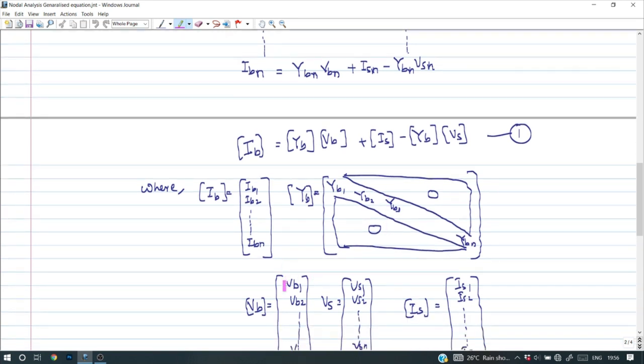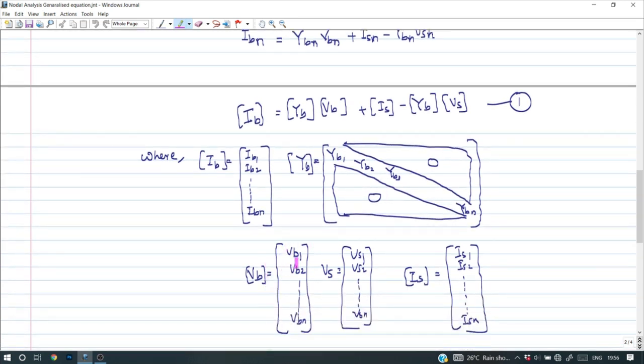And similarly, VB is the branch voltage matrix. If we have 6 branches, the size of this branch voltage matrix is 6 by 1. Similarly, the source voltage matrix is again VS1, VS2, etc. up to VSN, 6 by 1. So if we take the number of branches as 6, its size is 6 by 1. Similarly, IS is the source current matrix. Its size is also n by 1. If we take 6 branches, its size is 6 by 1.